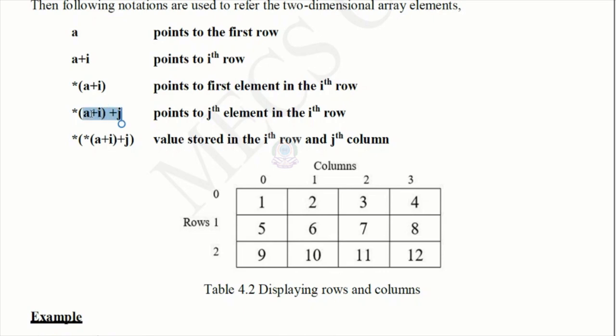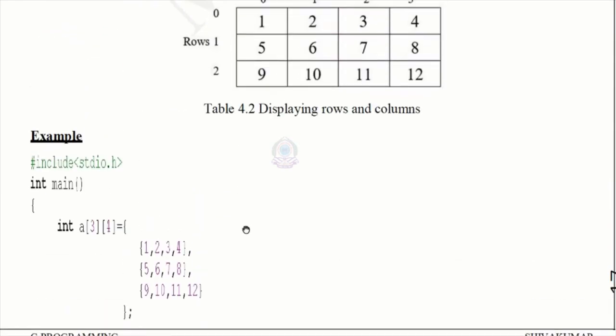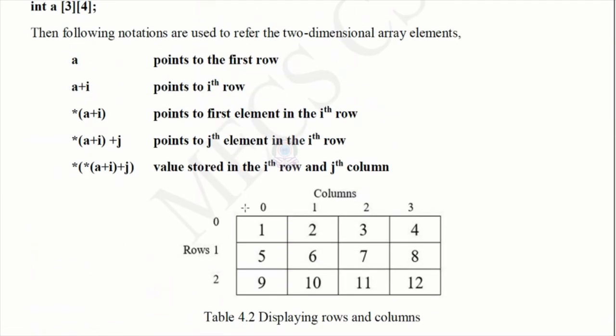So we have to write the total star. *(a + i) + j only points to the jth element, that is addressing. To print the value at that location, we have to print **(a + i + j) as written. Okay, this is how a two-dimensional array is accessed using pointers. How many pointers do we need to access a two-dimensional array? As many as the number of rows in the array.